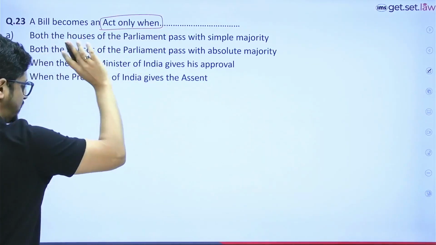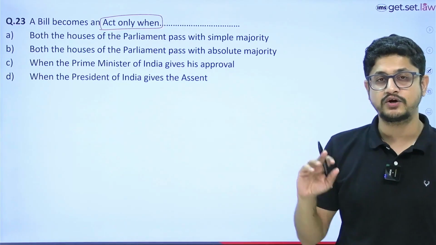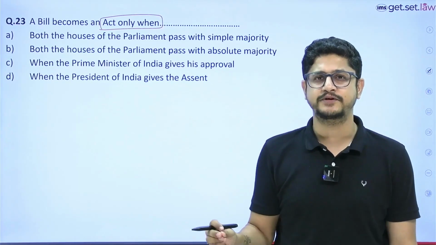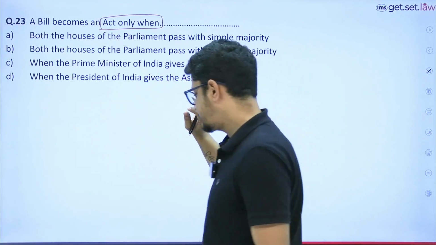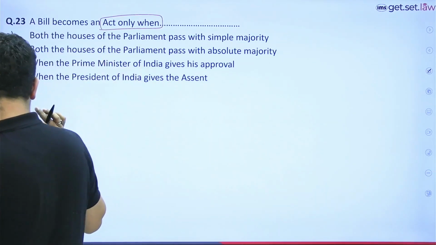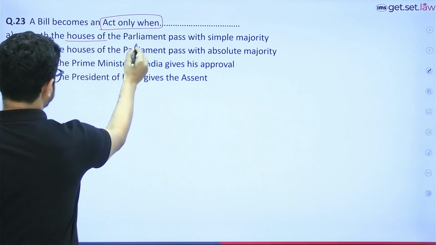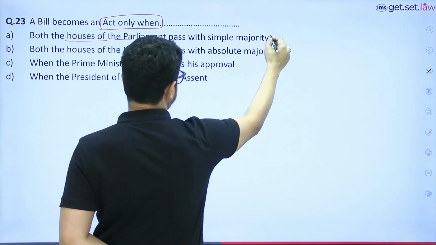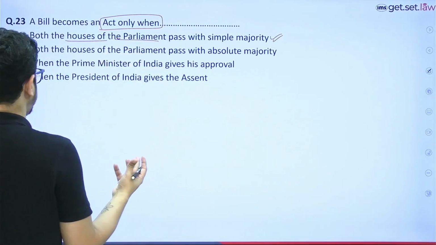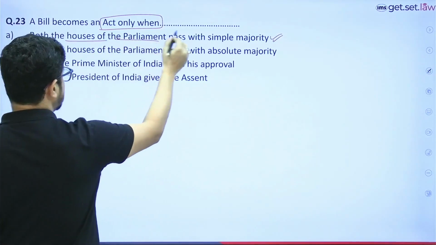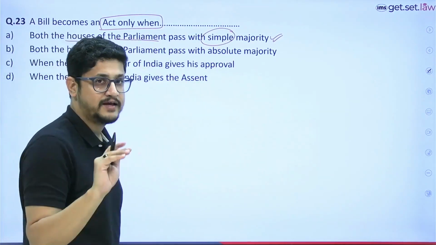Now this is a question which I think 100% of the aspirants, who are not even lawyers, any generic person, can definitely say: when we get the assent from the president, that is where a bill becomes a law. So let's see, what could be the answer? It says both the houses of parliament pass it with a simple majority. Now this is where some knowledge which you need to apply. But is it just the house with a simple majority? The last part is the assent to be given by the president.